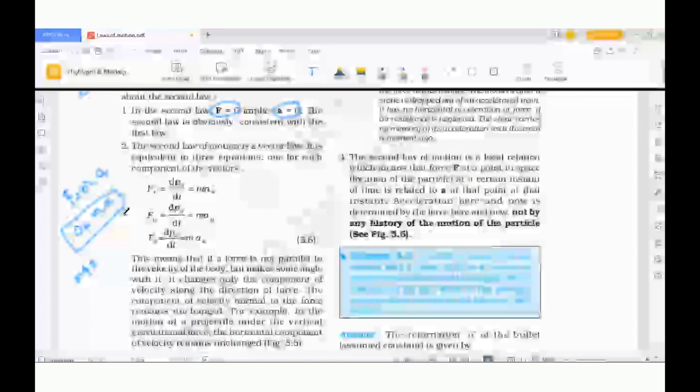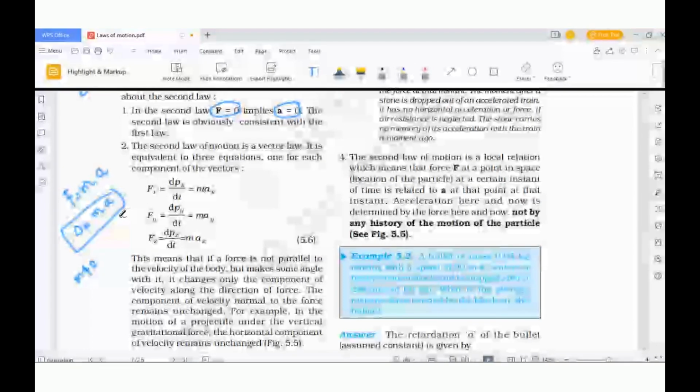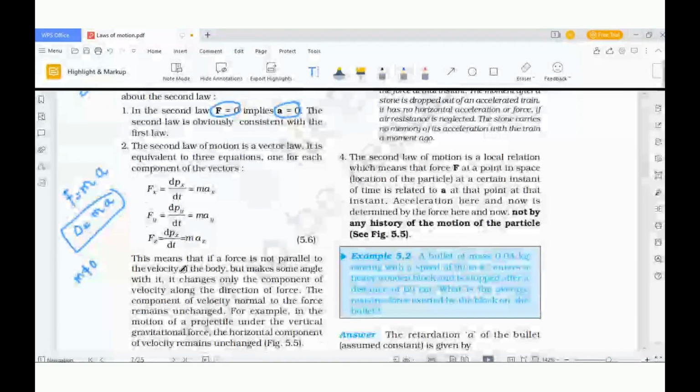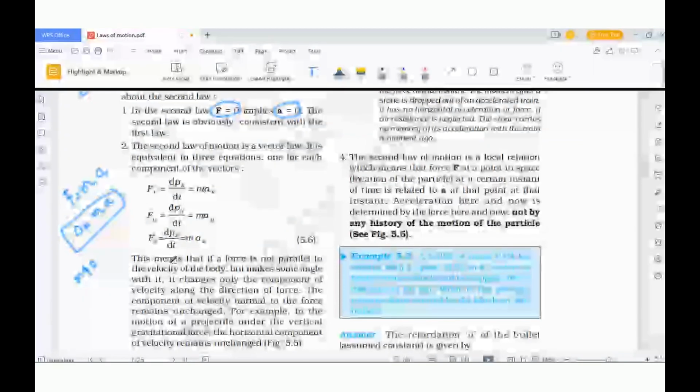Correct? That means you are going to the case of the first law, where when there is no force acting on it, the acceleration is 0. The object will be at rest, or it will just move with uniform velocity. In the second law, you can even write it with the component notation.